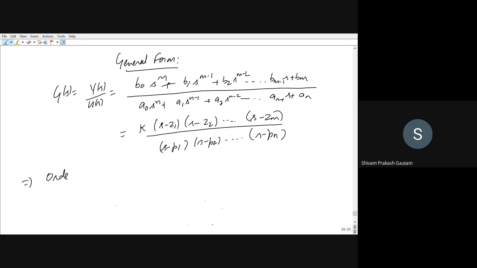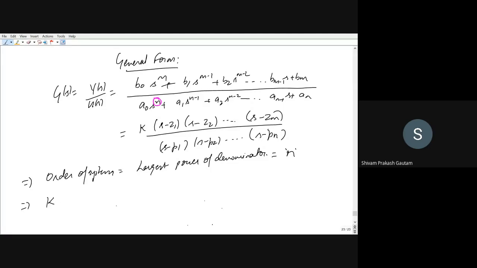So here you can see, now important of that is order of system. What is order of system? It is the largest power of denominator. What is the largest power of denominator? n. n is the order of system, right? We will see more examples regarding the order of system. Let us continue from here.